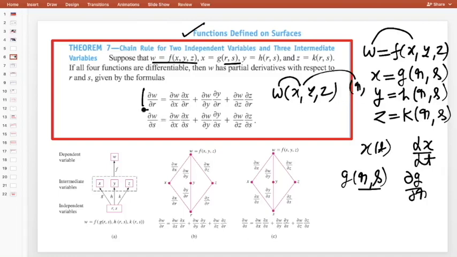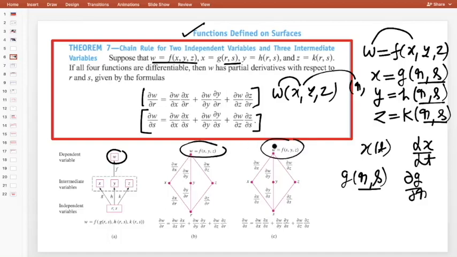In a similar way, if they ask del w by del s, what can we do? First w with respect to x, del w by del x into del x by del s, plus del w by del y into del y by del s, plus del w by del z into del z by del s. So this is also called the chain rule. In the previous one it contained only the variable t, but here there are two variables, r and s. So if they ask a question like this, we can also solve it. Here w is a function of x, y, z, so first we differentiate with respect to x and then r. You can also understand this from the figure, same as we have done previously.